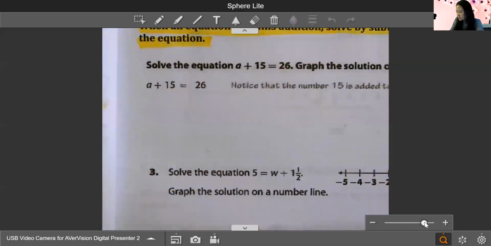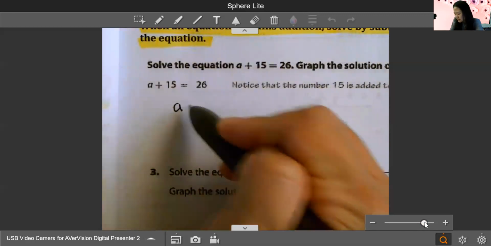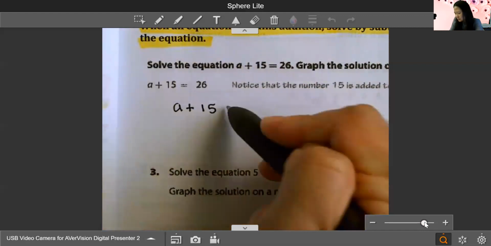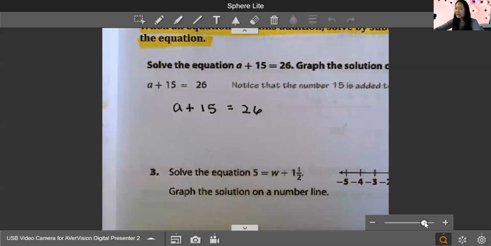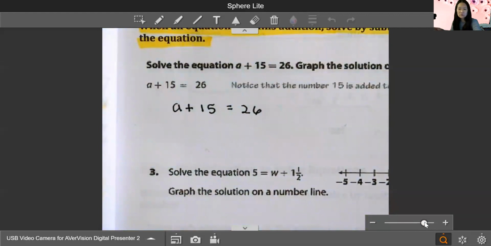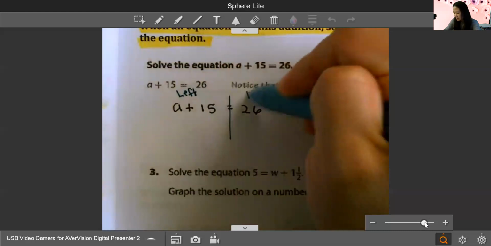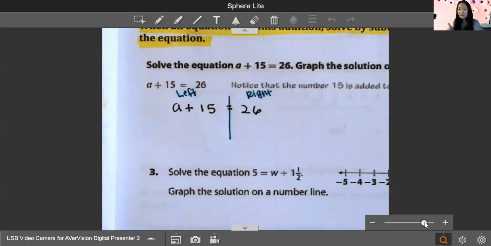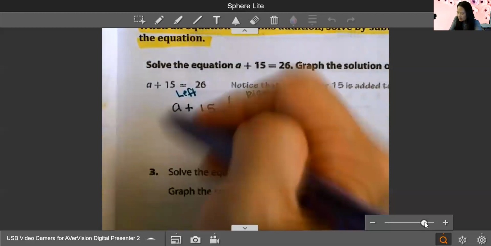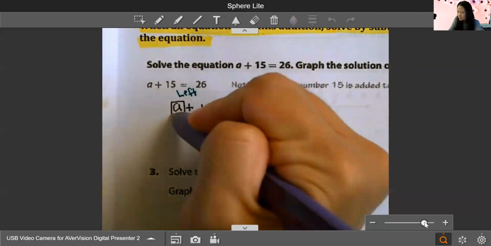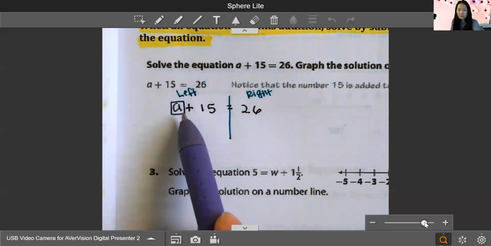First, what you're going to do is write the original problem. So I'm going to write a plus 15 is equal to 26. Now, different teachers have different ways to solve this problem. What I always like for students to do is draw a line on the equation symbol, and the purpose of it is to determine the left side of the equation and the right side of the equation. Now, what I want you to do next is box your variable. This is so that you identify where the variable is.